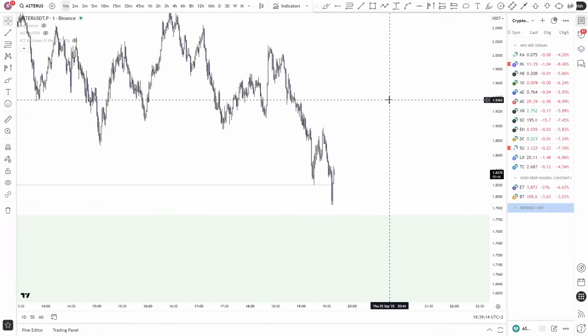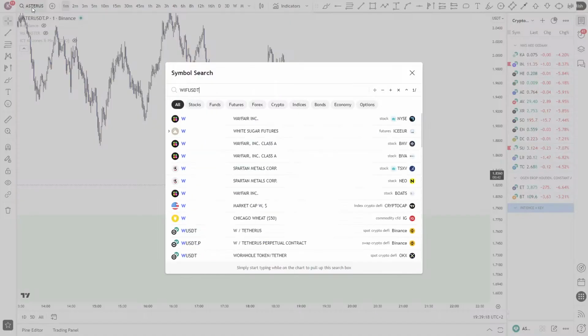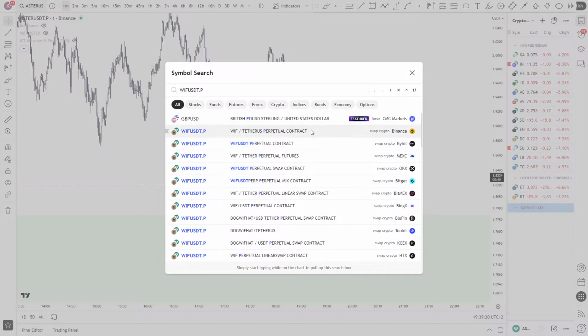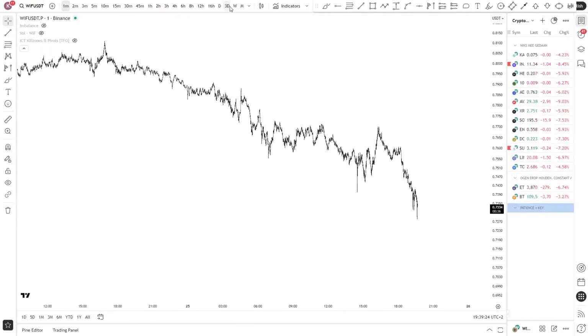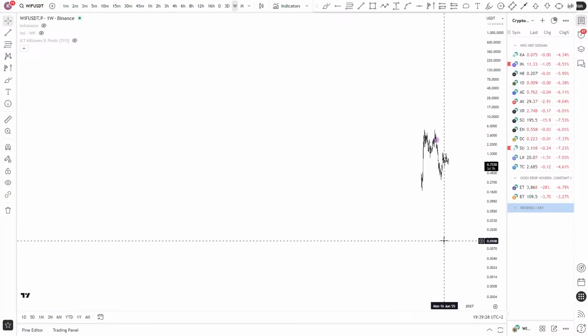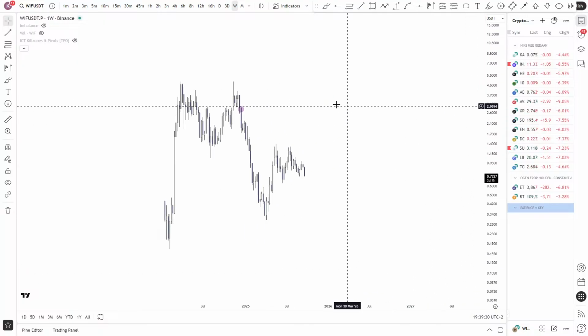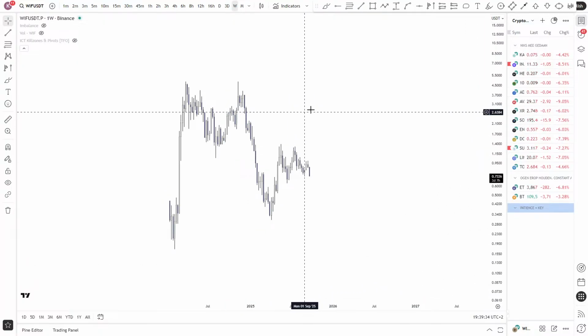Thanks, no problem, man. And what do you think about WIF in long term? That's a meme coin, right? I think it was, yeah. It was one of the biggest meme coins for a while. Haven't looked at it in so long though. Started a weekly. I mean, this is the last time I've drawn something in there. Let's remove it.